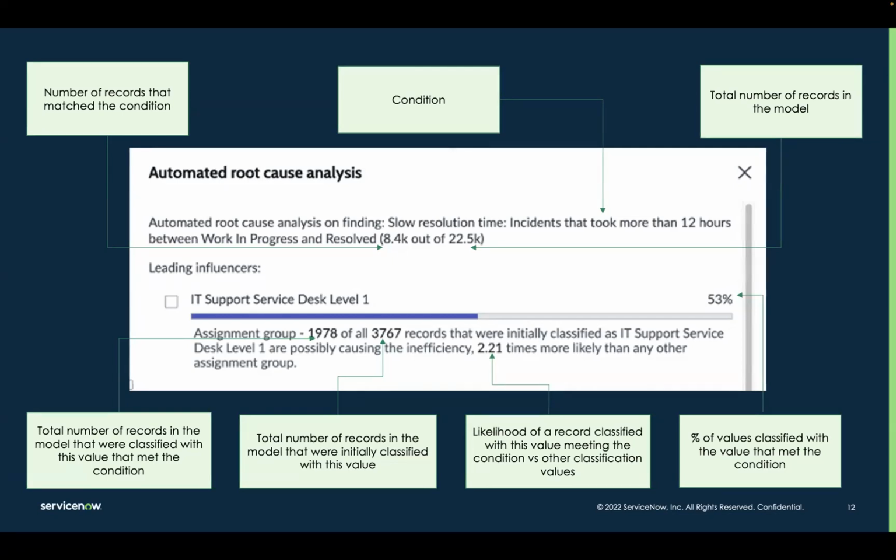There's a lot there, and yes, maybe service desk level 1 isn't the best example, but that's what I had in my demo data for this. So those are the different sections of the root cause analysis response, right? There's a lot of data there, but I wanted to lay out each piece of data inside of here and explain what each piece means to us.